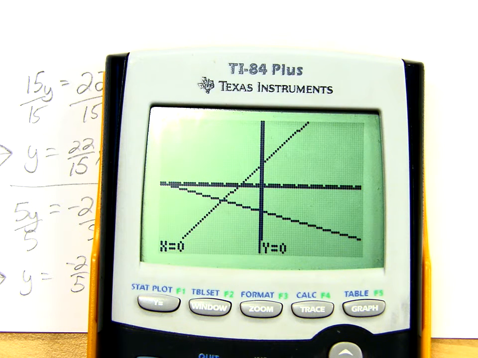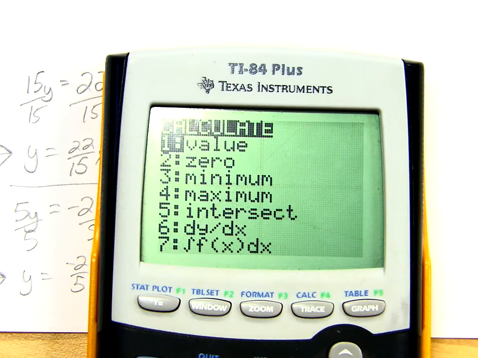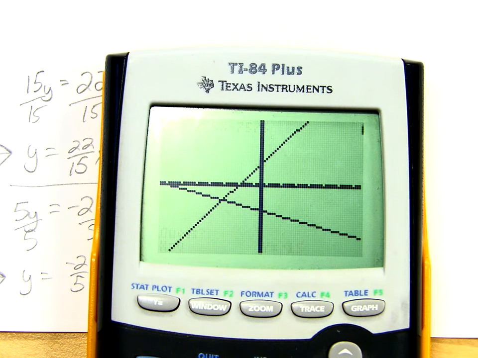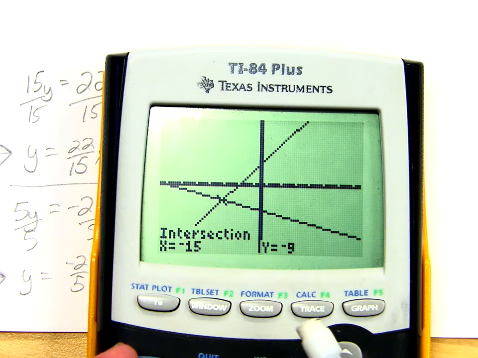Okay? So hopefully you were able to get on your screen where you see them both intersecting. And then when I want to find where that coordinate is, second calc, choose choice 5 for intersect, and then you really just hit enter 3 times. Negative 15, negative 9? Awesome.